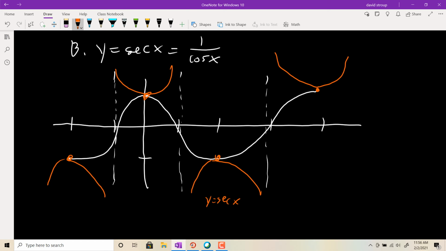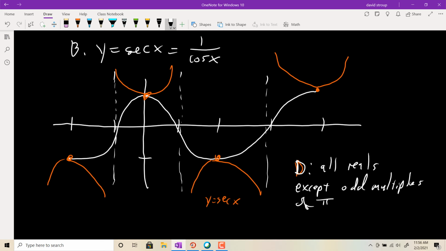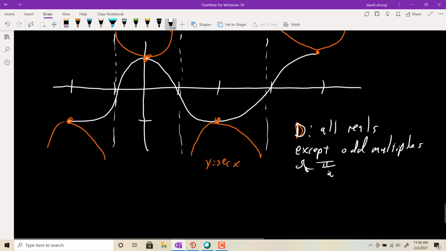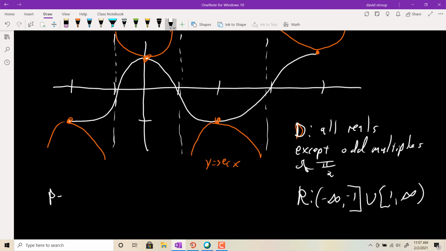Again, we can go through the domain issue and all that. So the domain will be all real numbers except odd multiples of pi over 2. The range, again, is just like the range for cosecant. So we have negative infinity to negative 1, and then union with 1 to infinity. And the period is the same.